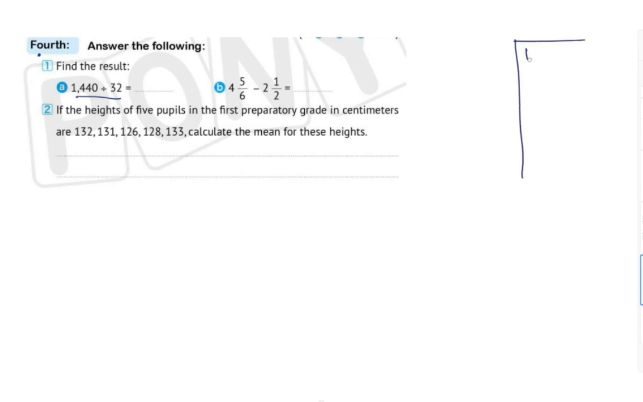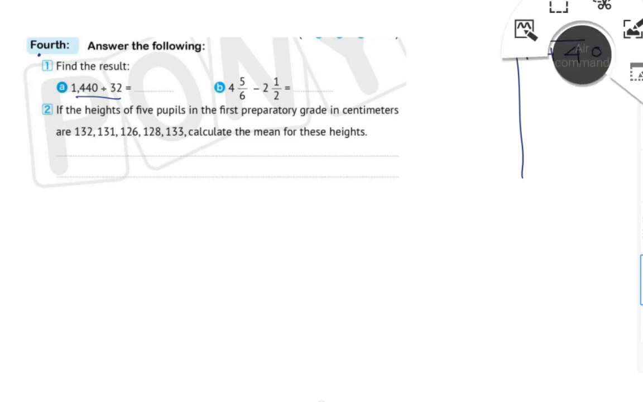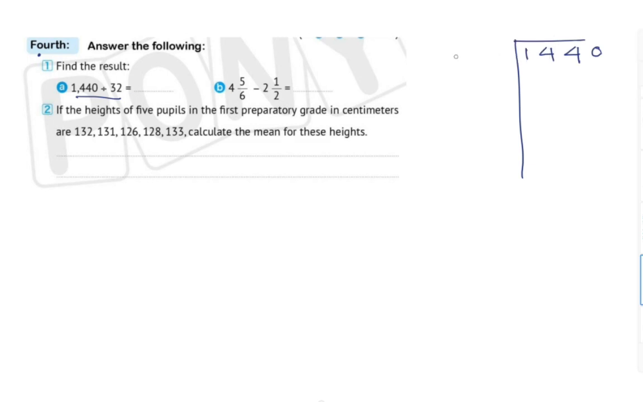I have 1440. After that, the divisor is 32. Start with the first digit from the left. We have 1 divided by 32. No way. Put 0. Try 14. 14 divided by 32. No way. Put another 0. So I need to start with 144.